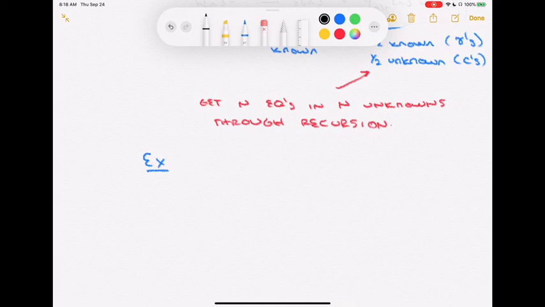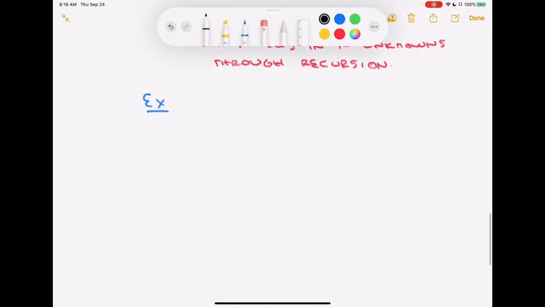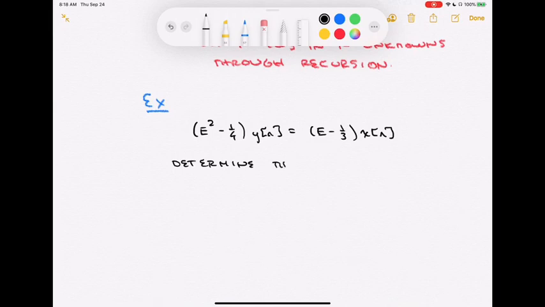I'm going to pick something a little bit more difficult than what we saw in the last example, something not quite so trivial, something that would not be so easy to find the closed form solution just through recursion by itself. And we'll see where we get with it. So let's try this. Let's do E squared minus 1/4 acting on y of n being equal to E minus 1/3 acting on x of n, okay? And let's determine the corresponding h of n, find that unit impulse response in this case.